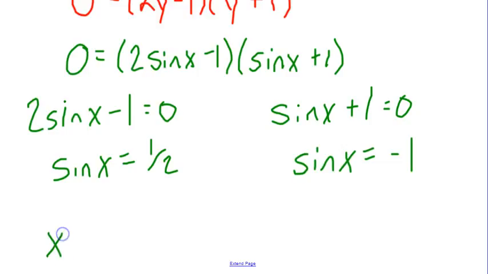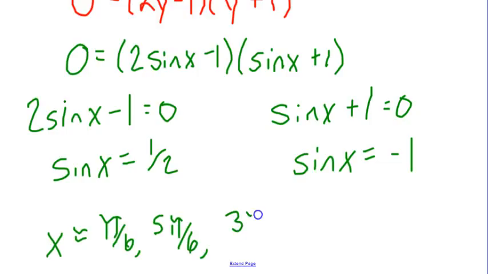So if we look at where our y values are equal to 1/2, similar to the last problem, we're going to get pi over 6 and 5 pi over 6. And then where sine is equal to -1 is 3 pi over 2. So those will be the 3 theta values that, if we plug them back into the original equation, will make that statement true.